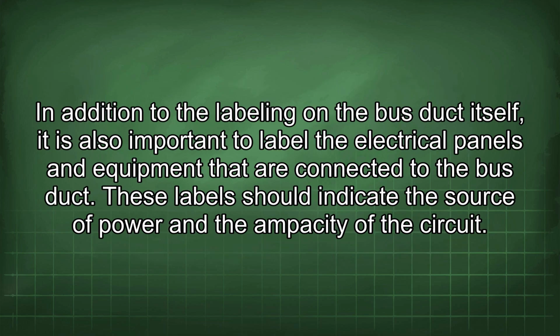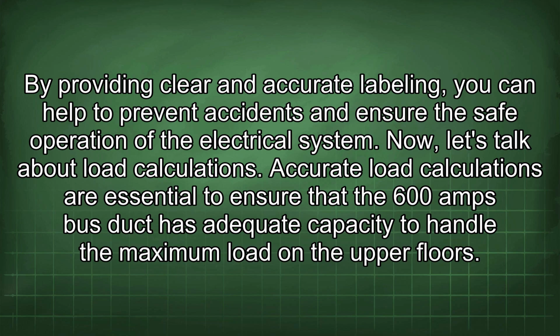In addition to the labeling on the bus duct itself, it is also important to label the electrical panels and equipment that are connected to the bus duct. These labels should indicate the source of power and the ampacity of the circuit. By providing clear and accurate labeling, you can help to prevent accidents and ensure the safe operation of the electrical system.